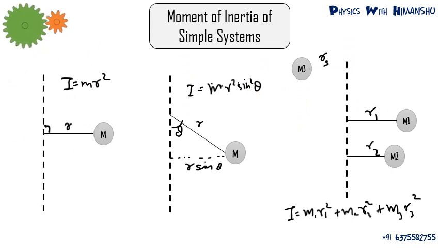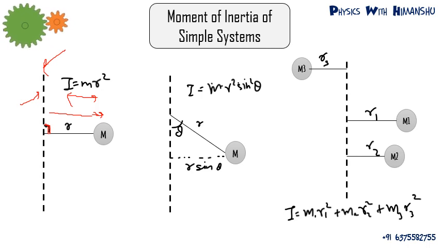So how to calculate moment of inertia? Suppose we have a simple system where this is the axis of rotation, and a mass is at distance r from the axis of rotation. So the moment of inertia will be I = mr², and the distance that you have to take will be the perpendicular distance from the axis of rotation.